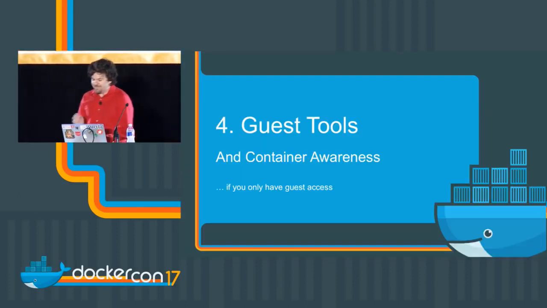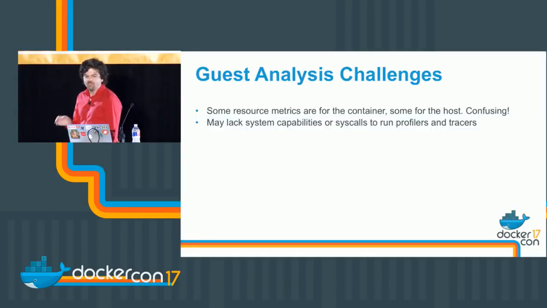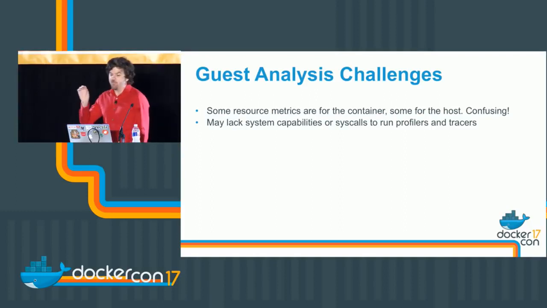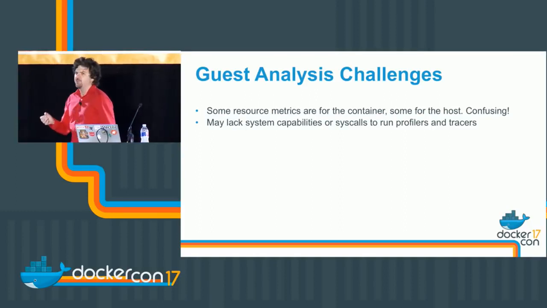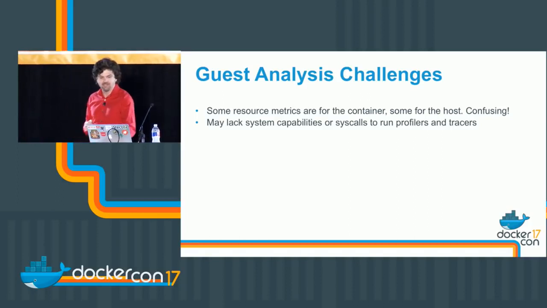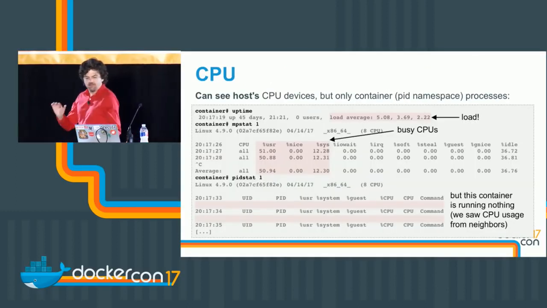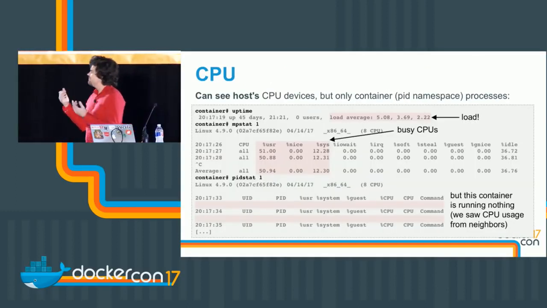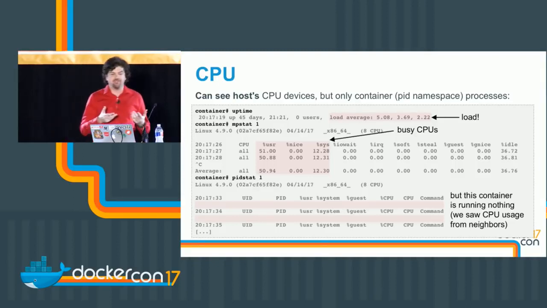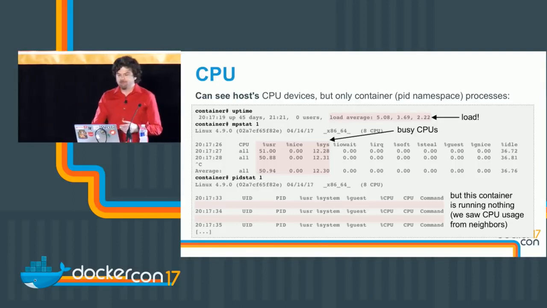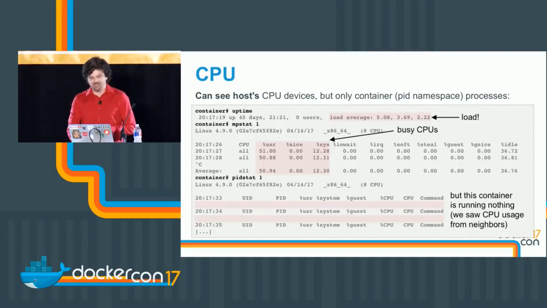Guest tools and container awareness. So some resource metrics are for the container and some for the host. This gets quite confusing if you're doing performance tools from the guest. And another problem doing performance tools from the guest is that you might lack system capabilities to run profilers and traces. You may know some of this quite well. So with CPU, we can see the host's CPU devices when you're logged into a container, but you can only see your own processes. So that can be a bit confusing.